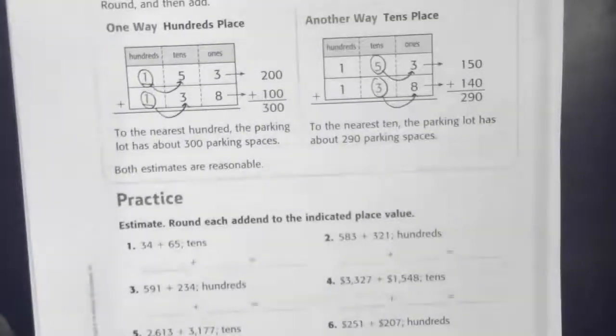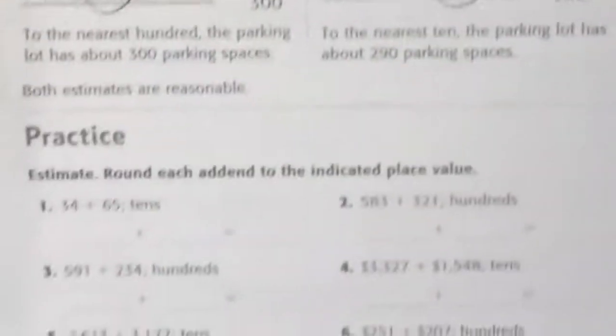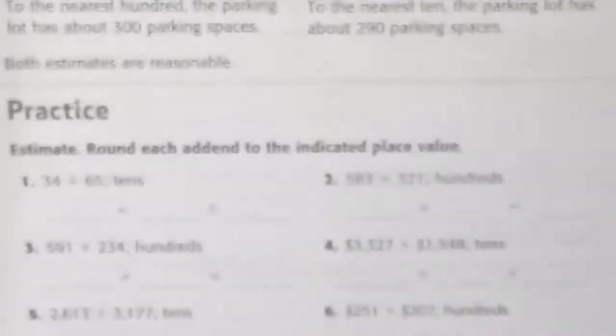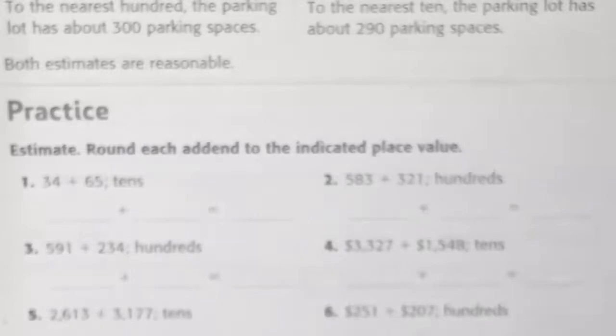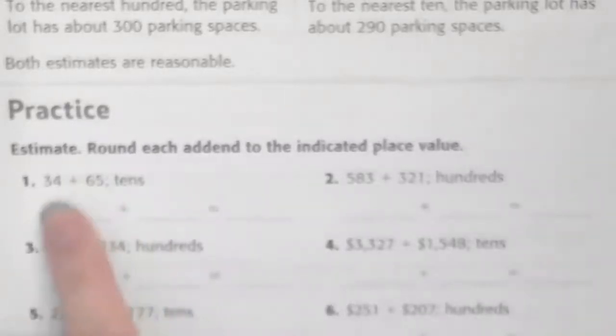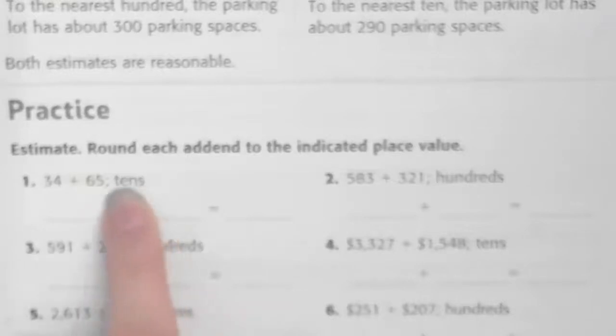There's some other practice questions on your page that don't have word problems. They just give you the numbers and then they tell you to round to the indicated place value. So what that means is they give you a problem, 34 plus 65, and the indicated place value, that means the place value they tell you to round to, is written right here. So in question 1, it's the tens place.